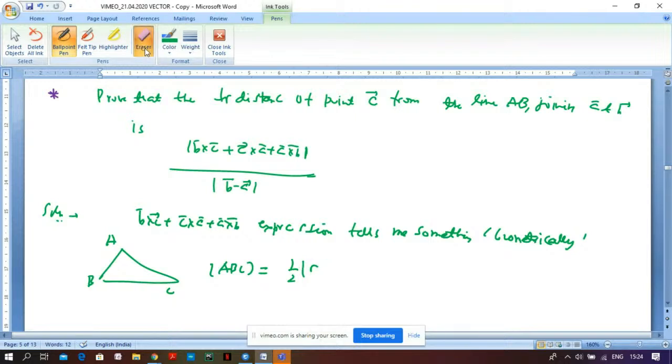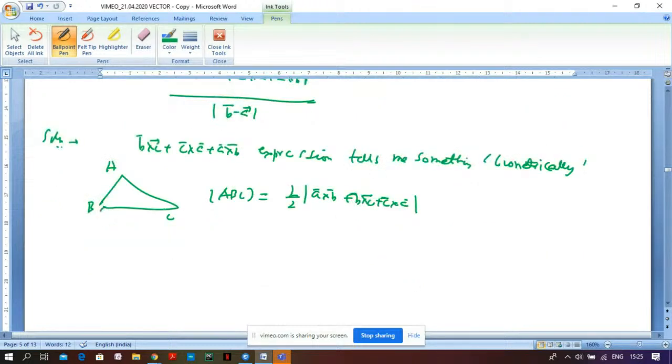The vector area of a triangle is given by half of A cross B plus B cross C plus C cross A. If you want the modulus, the actual area, you will just write this one. So this is the area of the triangle.